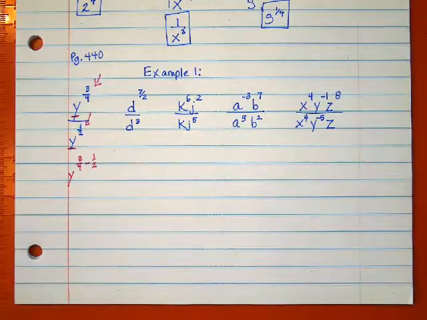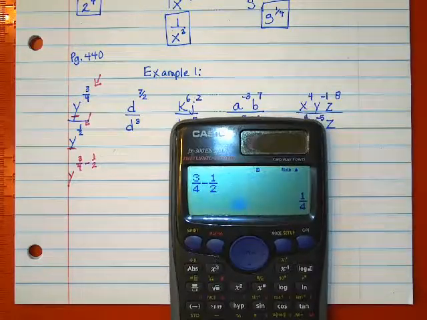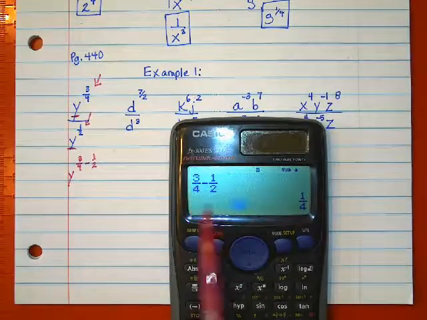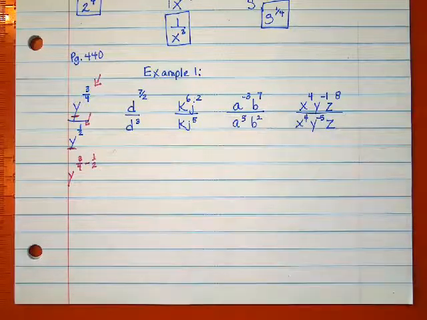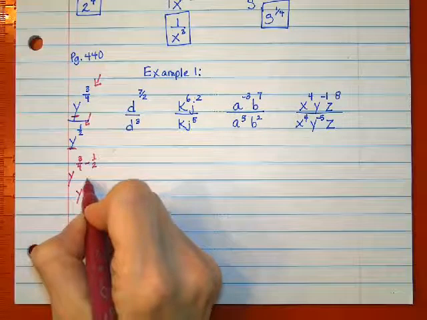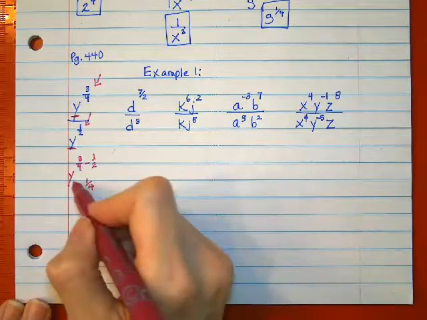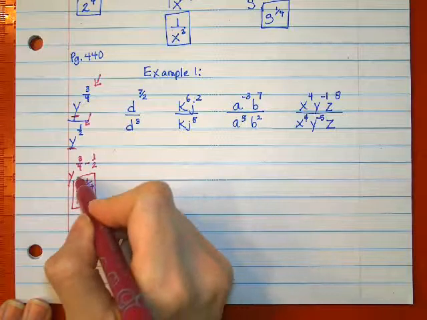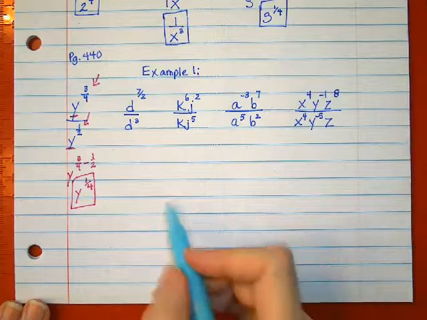So break out that rusty trusty calculator, which we just did a second ago. Bring it down so you can see it better. 3/4 minus 1/2 is 1/4. So this becomes y to the 1/4. We do not have any negative exponents, so this is our final answer, y to the 1/4. Alright, so we're going to move to the next one.